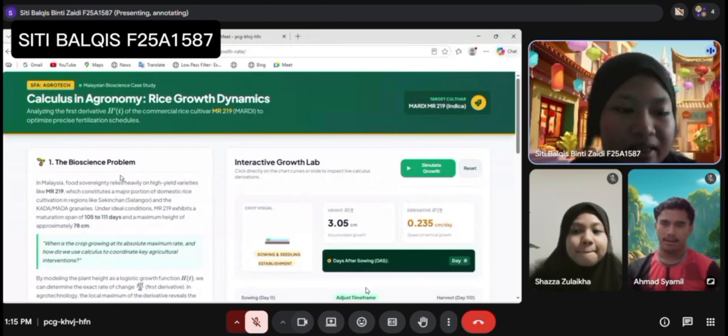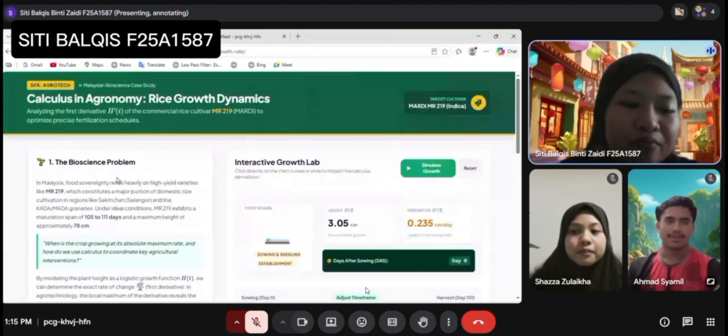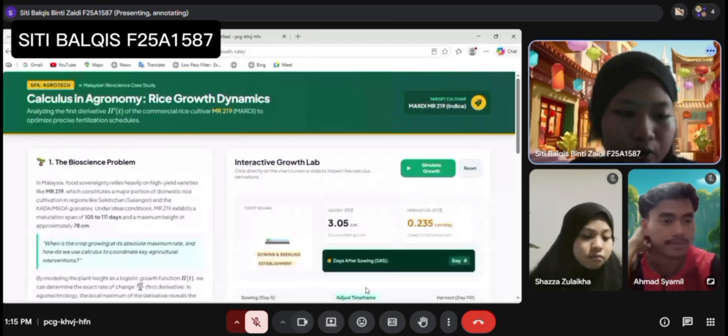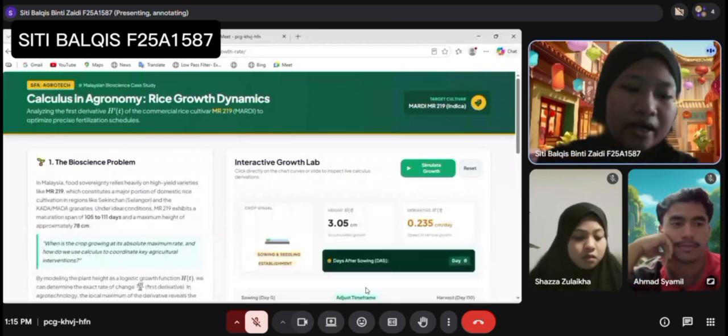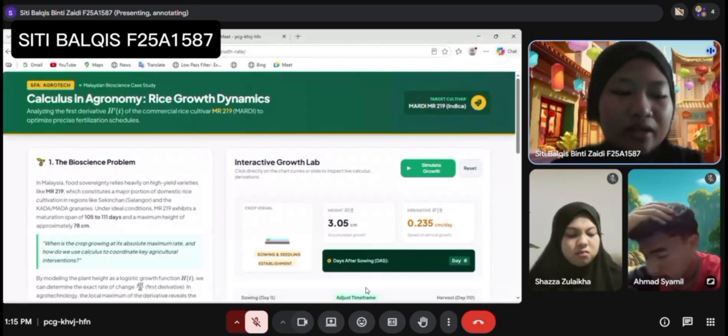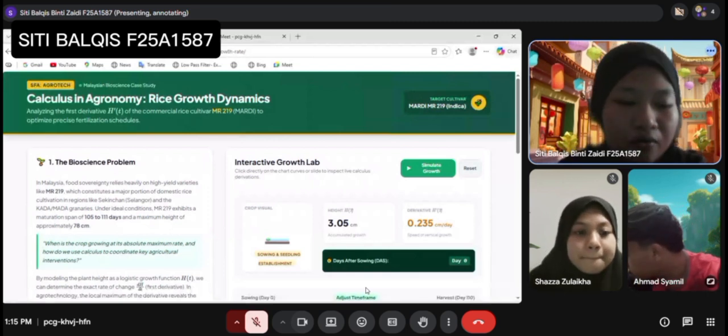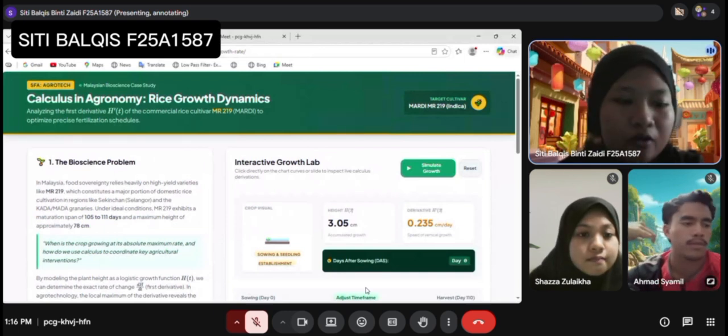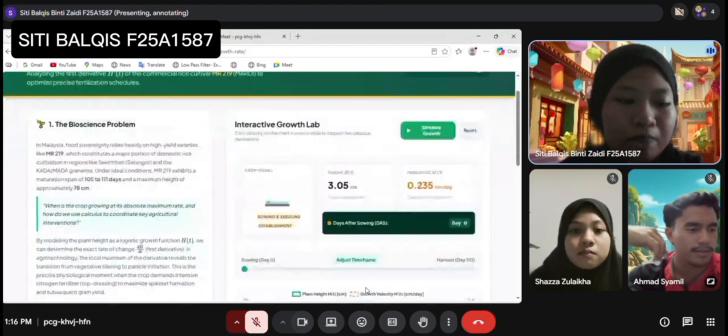MR219 rice cultivation. Farmers need to know when the rice plant grows at its maximum rate to improve yield and reduce mistakes. This is important because rice is a major food crop in Malaysia. Understanding the growth helps farmers increase productivity, reduce cost, and support food security.